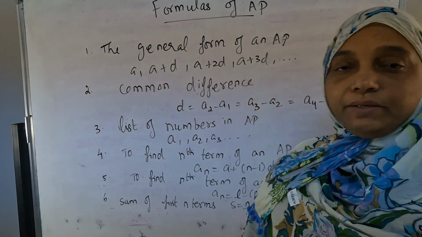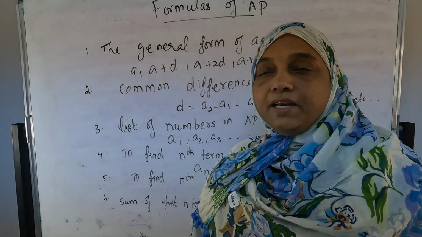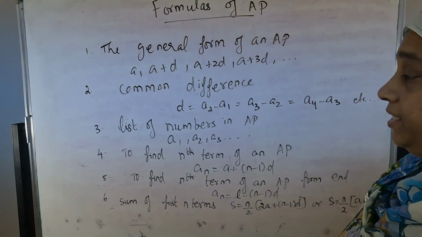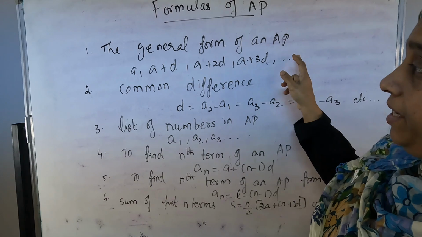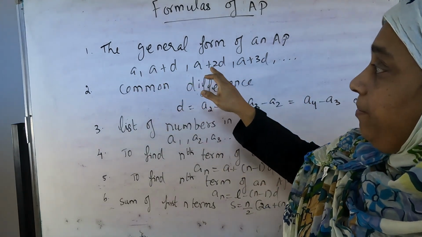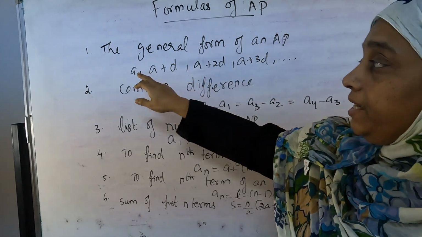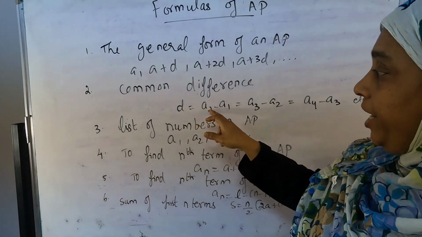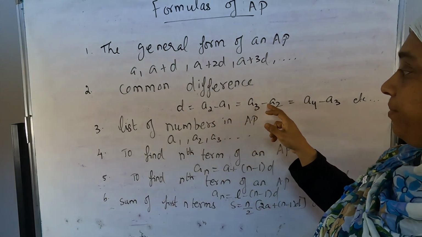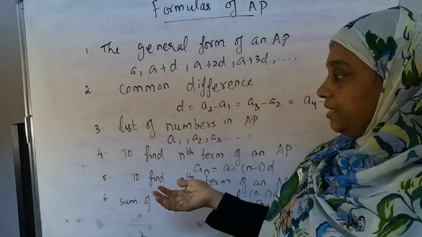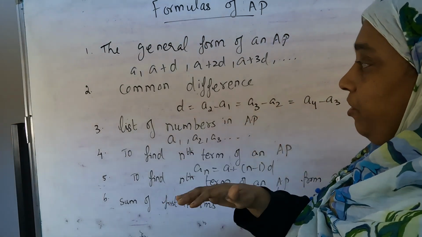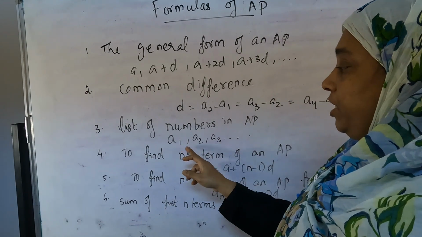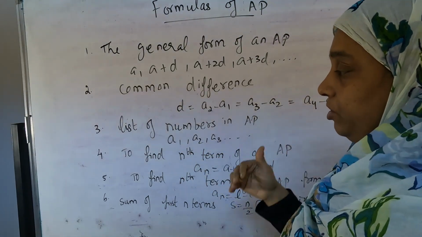For that, before entering into the AP sums, first we need some basic formulas of the AP. The general form of an AP is a, a plus d, a plus 2d, a plus 3d. A is the first term in the AP. The common difference d is equal to a2 minus a1, and is equal to a3 minus a2. That means the second term minus the first term, like that you do, and you will get the common difference. Then the list of numbers in AP, a1, a2, a3, like that they will give to us.